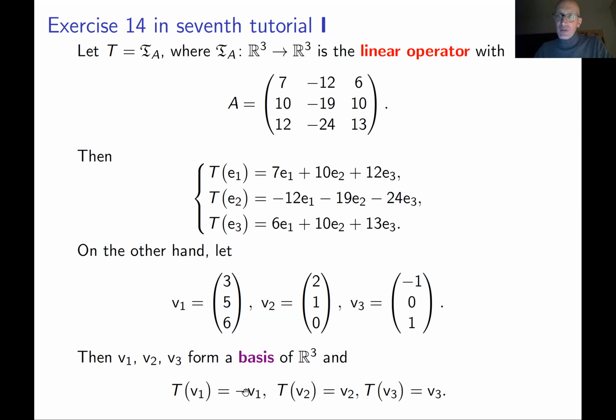If you compute the matrix B for these vectors V1, V2, and V3, then this is going to be a diagonal matrix: -1, 1, 1 on the diagonal, 0 everywhere else. So matrix B is much simpler than matrix A. On the other hand, there's a price to pay. Your vectors V1, V2, and V3 are more complicated than the vectors E1, E2, E3.